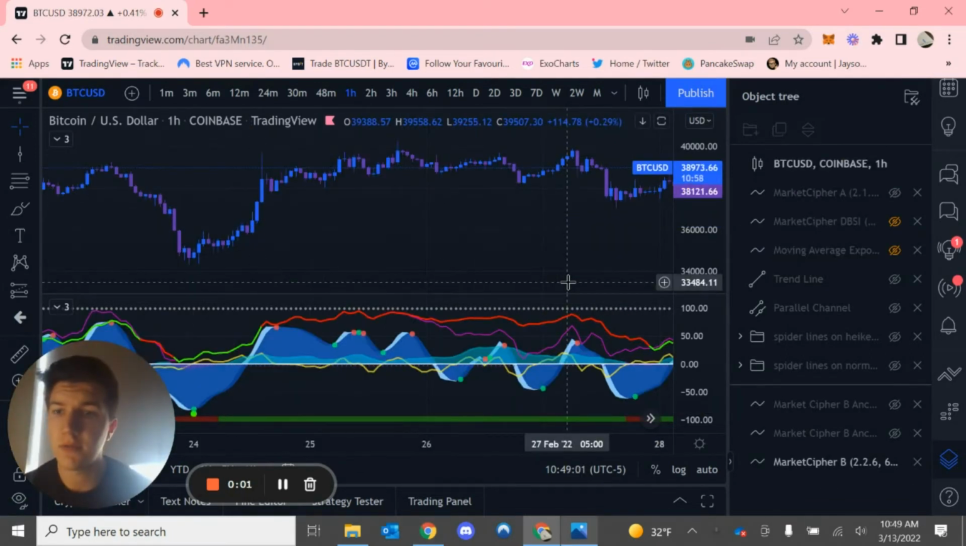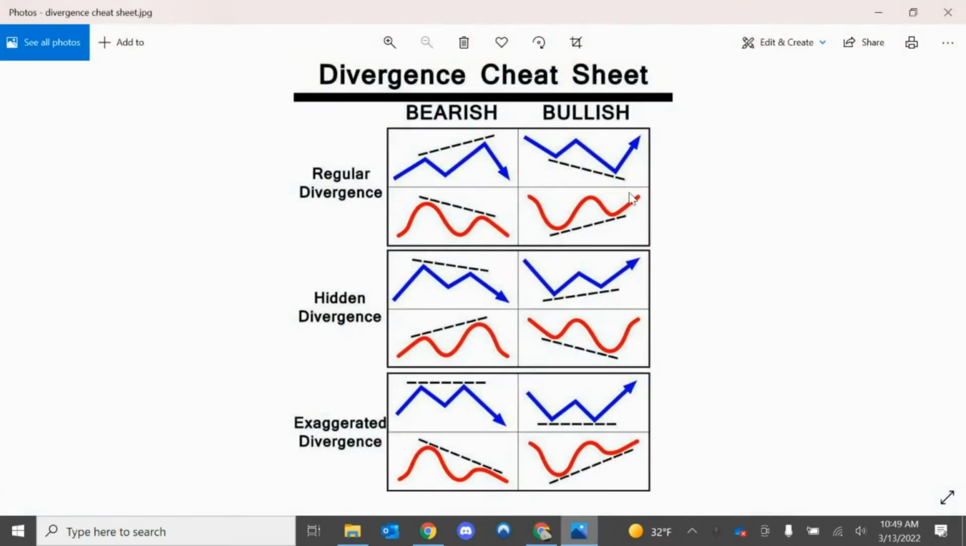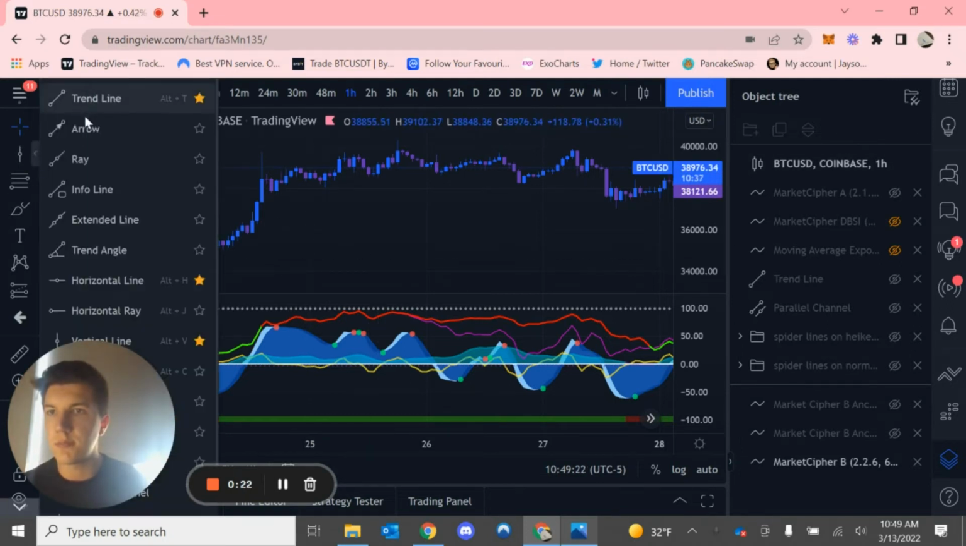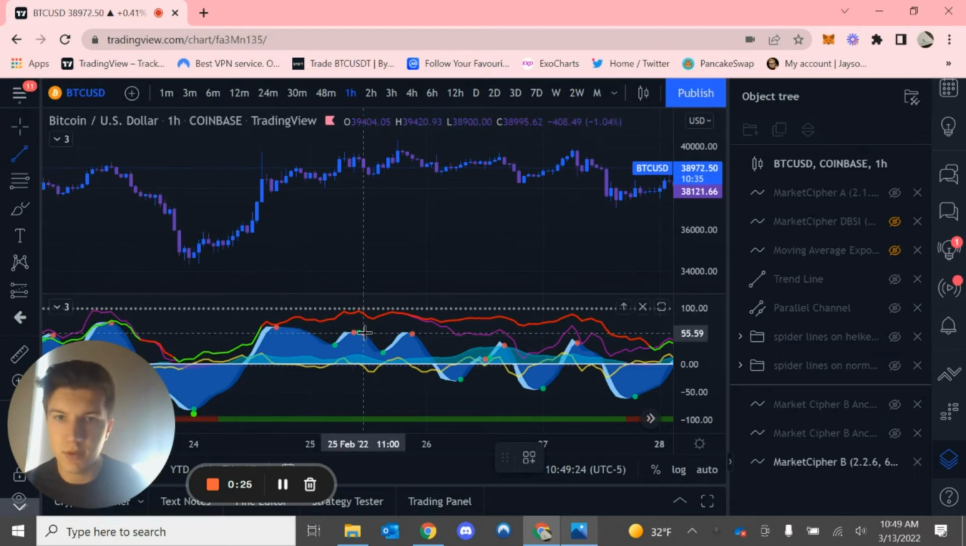Next, we're going to look for shorts. And the next short example, this is going to be a bearish divergence. And so we're going to have price making higher highs as our oscillator or Market Cipher B is making lower lows. And so what we first want to look for is our oscillator. What is our oscillator doing? And so I'm going to make a trend line right here.